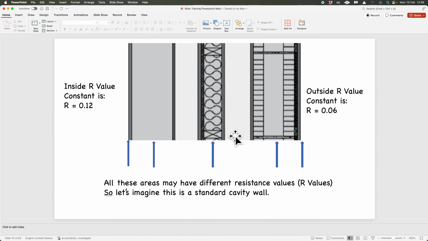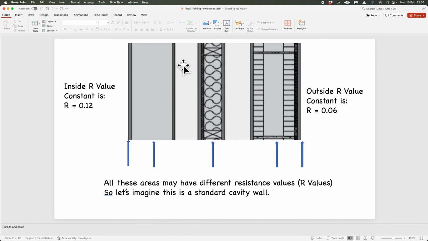Now, there are a couple of other things that you need to think about. CIBSE have decided that whenever heat from the inside hits a surface area, there is a constant value of resistance that has to be added onto every calculation that you do. Now, most software will add this in straight away, but they are called surface resistances.